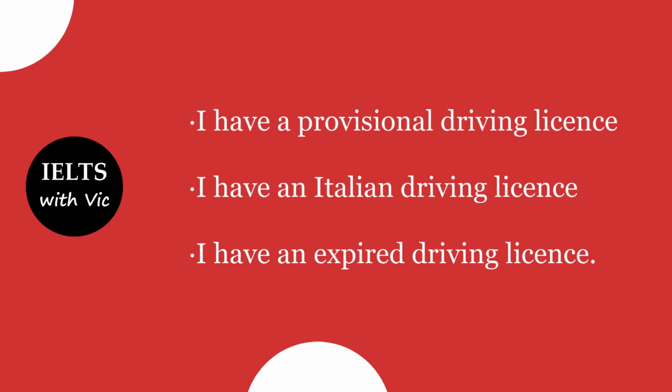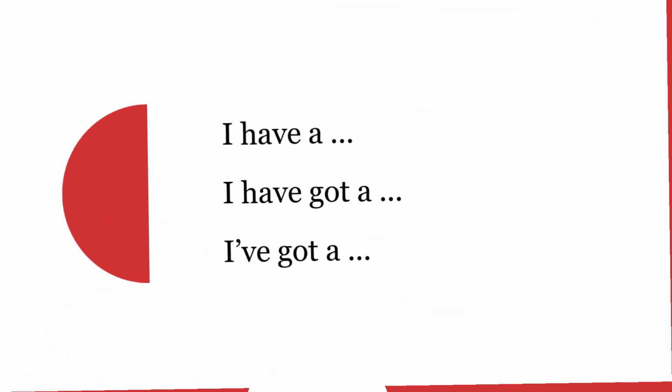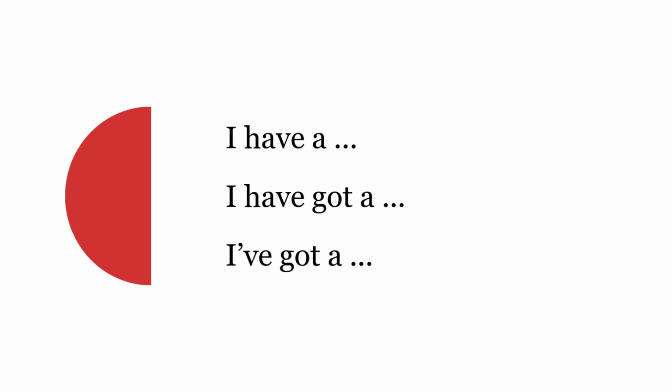Hopefully, you already noticed that we use the phrase I have a to talk about driving licences. In a very formal situation, someone might use a verb like hold, but in the majority of cases, people will talk about having a driving licence. We can also say, I have got a driving licence. In the contracted form, that would be, I've got a driving licence.